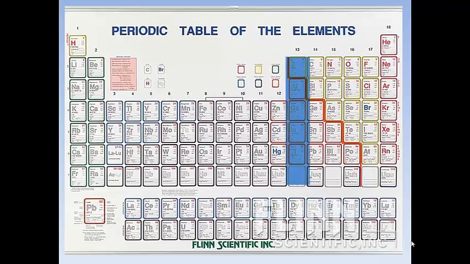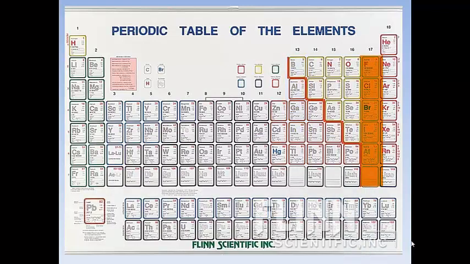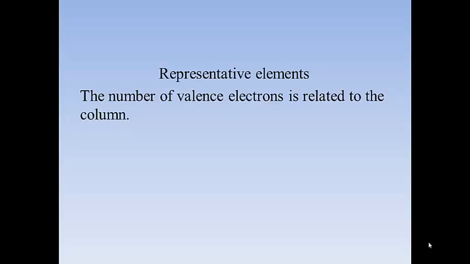How about group number 13, or the third group in the representative elements? There's the electron configuration. There are the valence electrons. And within the column, it's all s2 p1. If you went to the next column, which starts with carbon, it'd be s2 p2. The next column, s2 p3. Until you come to the halogens, which have this electron configuration. There are the valence electrons, and they're all s2 p5. The electron configuration within a group is a periodic function, and within each group they are similar, not identical, but similar. So for the representative elements, the number of valence electrons is related to the column.